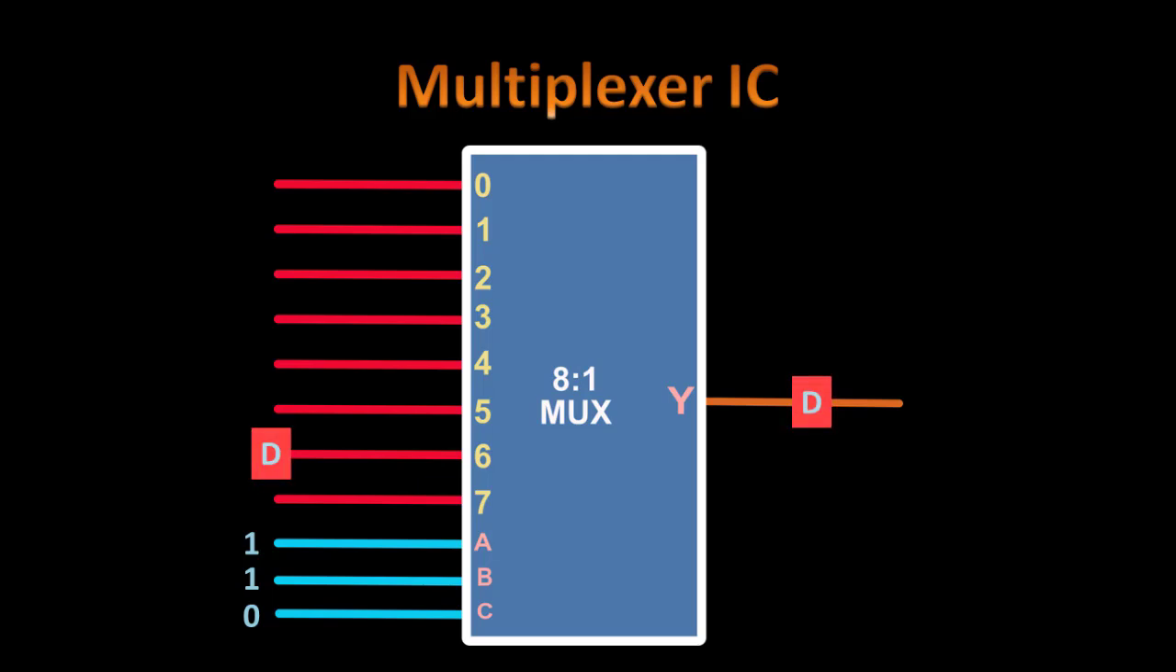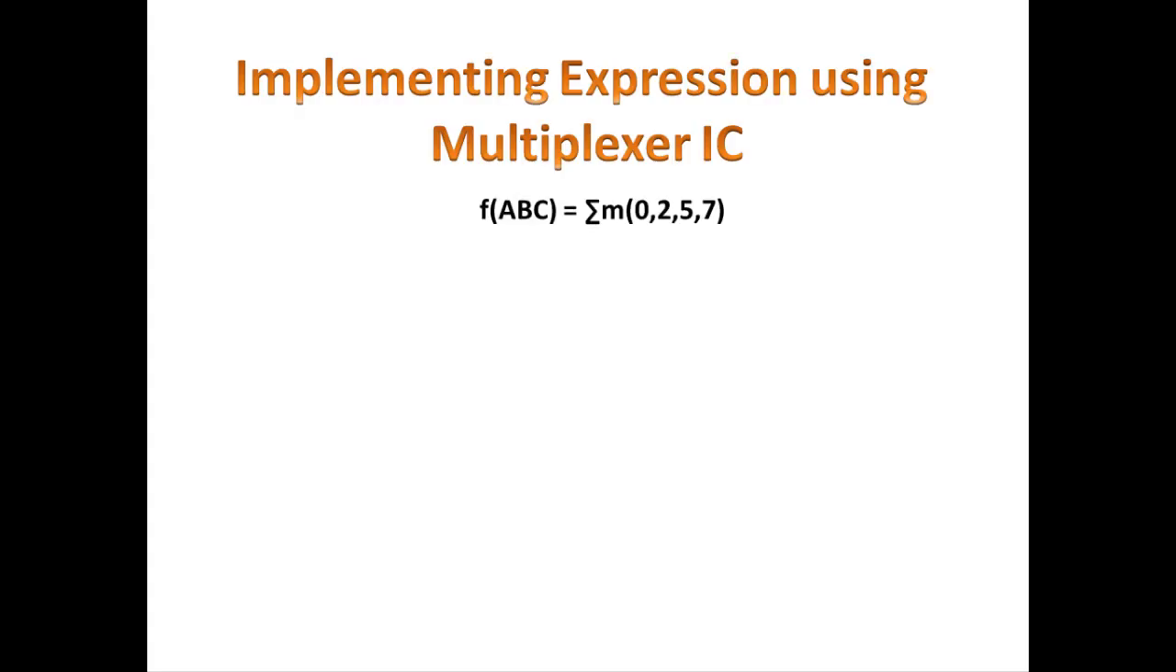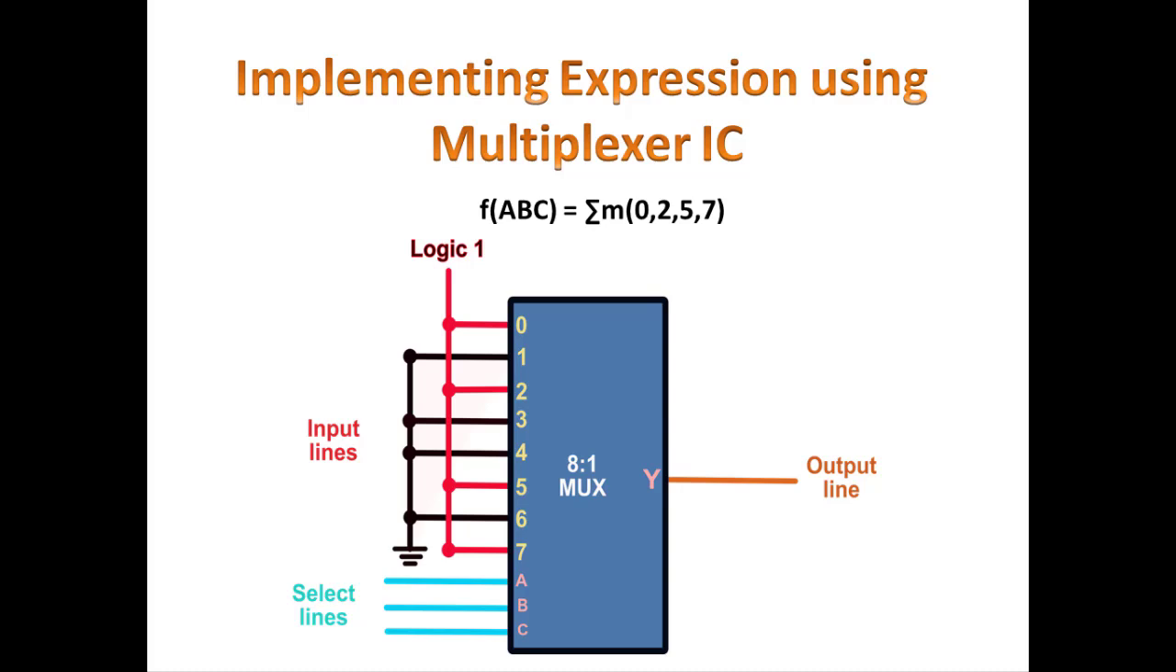Now how do we use this multiplexer IC to implement an expression? We have an expression like f of ABC is sigma small m 0 2 5 7. This small m indicates it is the SOP expression, and we need to make 0 2 5 7 high and the rest all 0. So this is how we do this.